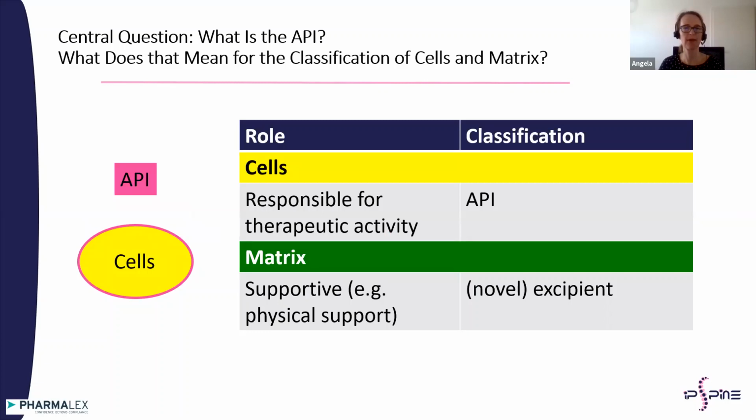Again, we've got a very elaborate color code, by the way. The cells are yellow, the matrix is green, and the API is pink and is denoted by this pink circle on the left. So if we decide that the API responsible for the therapeutic activity is the cells, then very clearly the matrix is merely supportive, in which case it would be an excipient. In our case, it's a novel excipient because we're just developing it, so it has not been used for this end before. So we very clearly have cells all alone as active substance, and the matrix is somehow in the background just supporting it.